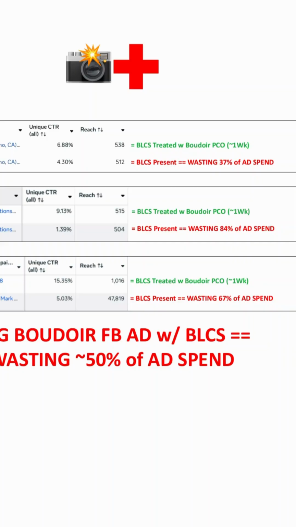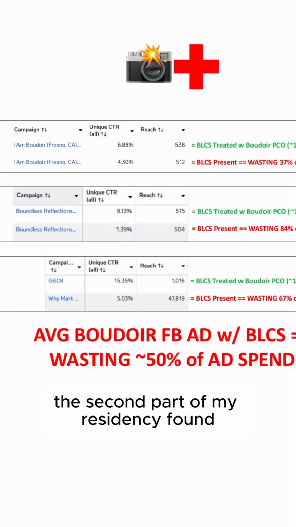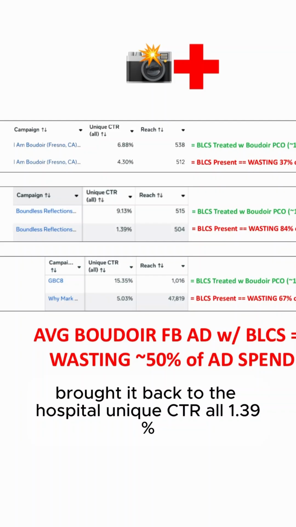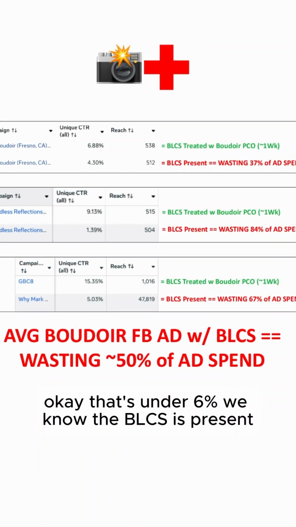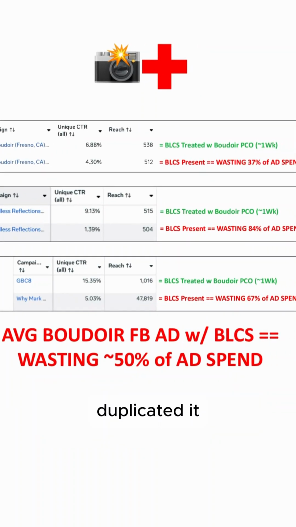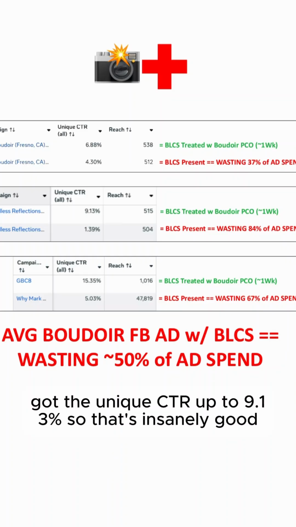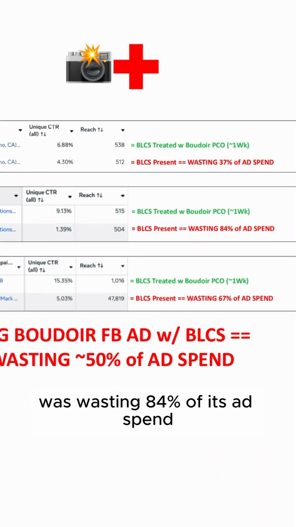Now, the second part of my residency, I found another one in the wild, a Boudoir Facebook ad, and brought it back to the hospital. Unique CTR all 1.39%. Okay, that's under 6%. We know that BLCS is present. I duplicated it, treated it with Boudoir Pico, took about a week, and got the unique CTR all up to 9.13%. So that's insanely good. We found out the original was wasting 84% of its ad spend.